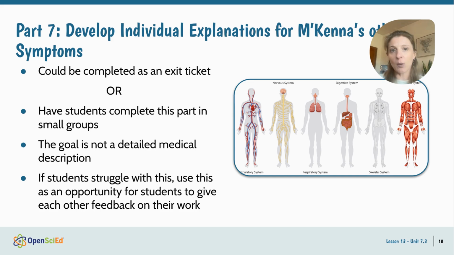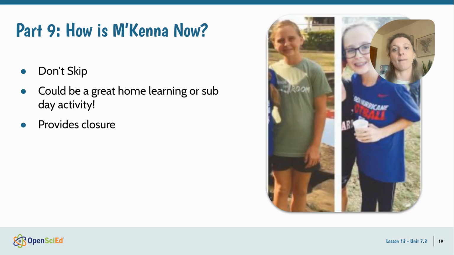If students are struggling with writing their explanations, use this as an opportunity for them to give each other feedback on their work. Finally, in part 9, don't skip this. The reading provides closure for what they've been waiting for this whole unit. This could be a great home learning activity or a sub-day activity where they figure out how McKenna is now doing.